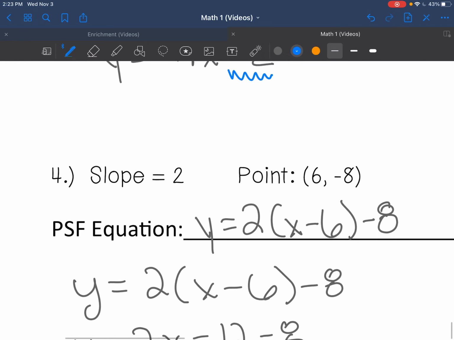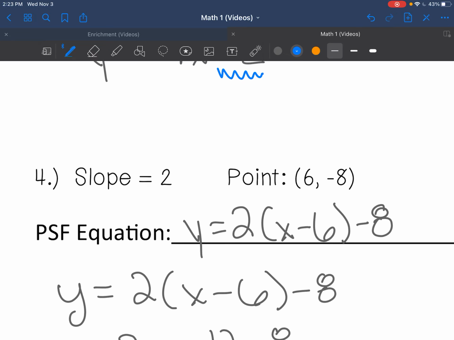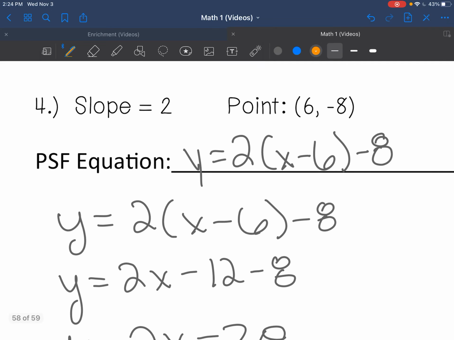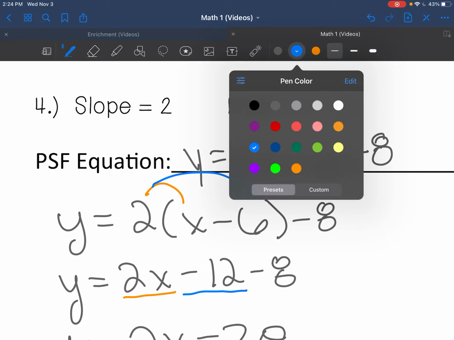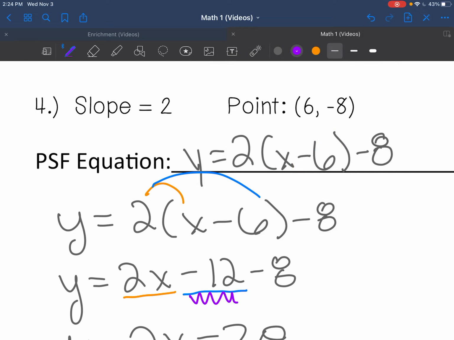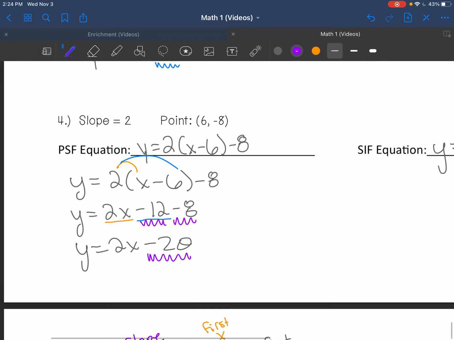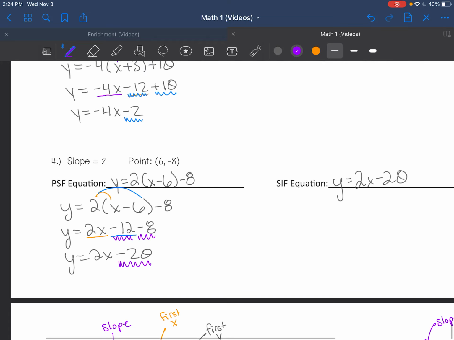Next up, we have the point slope form of the equation for number 4, which is y is equal to 2 times (x minus 6) minus 8. And when we copy that down, we have to distribute. So 2 times x gives us 2x. 2 times -6 gives us this -12. Then we need to combine like terms. -12 minus 8 gives us a -20. So our slope-intercept form of the equation is y equals 2x minus 20.